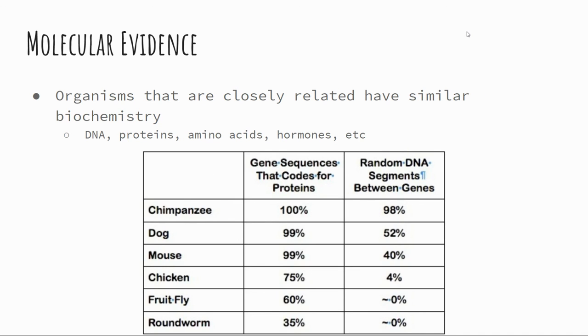Last but not least is molecular evidence. Organisms that are closely related have similar biochemistry. So we can look at DNA, protein structures, amino acids, hormones, and now that we can read genetic codes and genetic frequencies, we can see how closely related organisms are on a genetic scale. And this brings a lot of interesting information: as far as genetics or proteins are concerned, there's not a lot of difference between humans and some fruits or some very elementary insects on a genetic scale. So that's another way we can look for evidence of evolution happening.